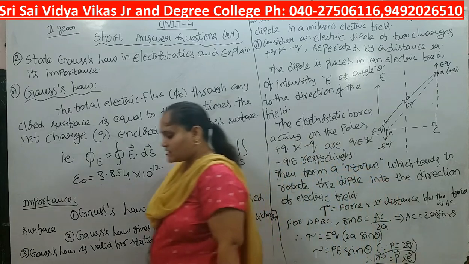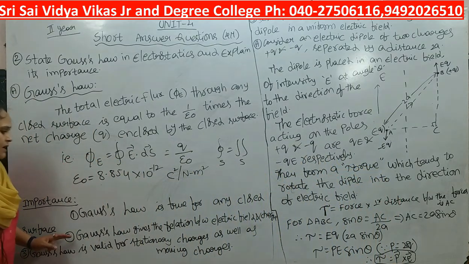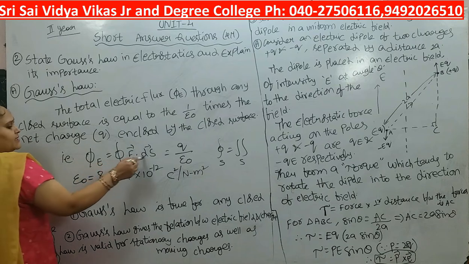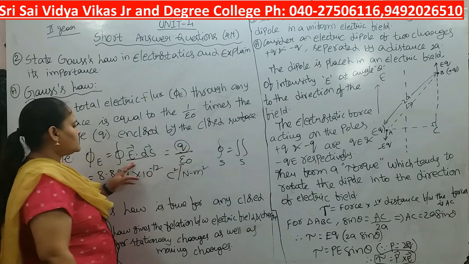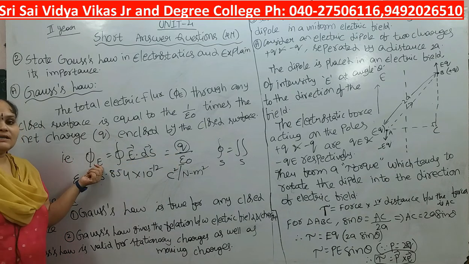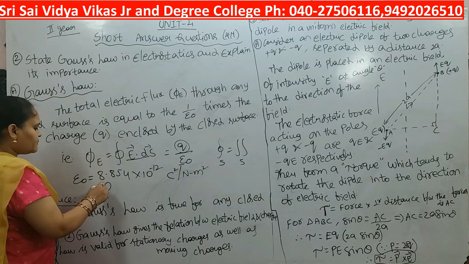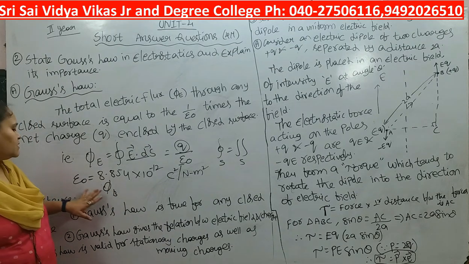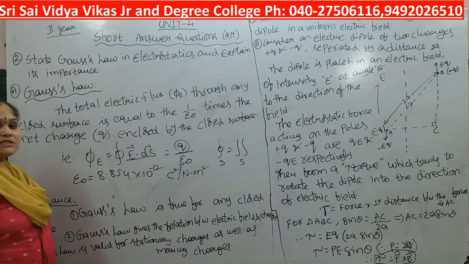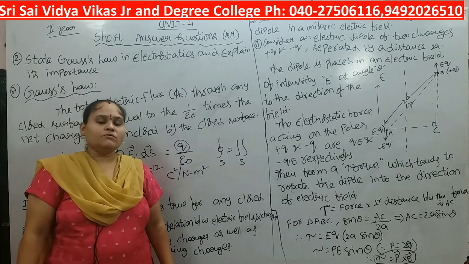Now, the importance of Gauss law: Gauss law is true for any closed surface. That means it does not depend on shape and size, but on any closed surface. And Gauss law gives the relationship between electric field and charges. This is the electric field and this is the charge. Here suffix E indicates electric flux, while suffix B indicates magnetic flux. The importance of Gauss law is that it is valid for stationary charges as well as moving charges.